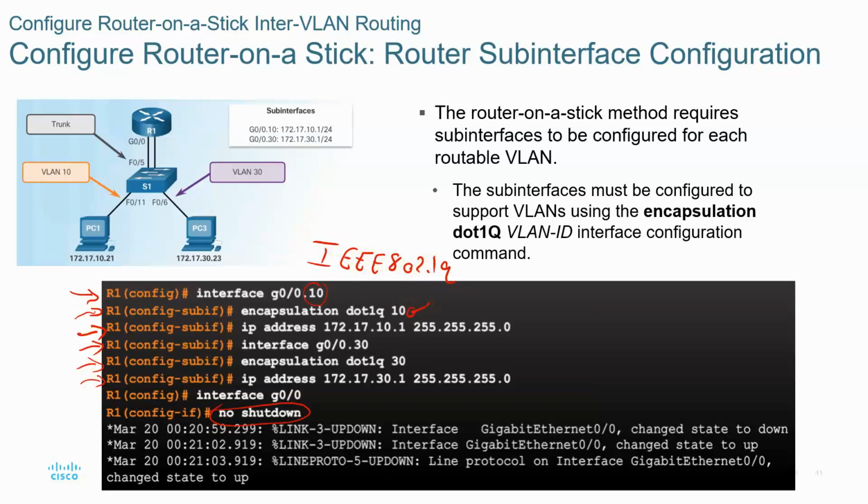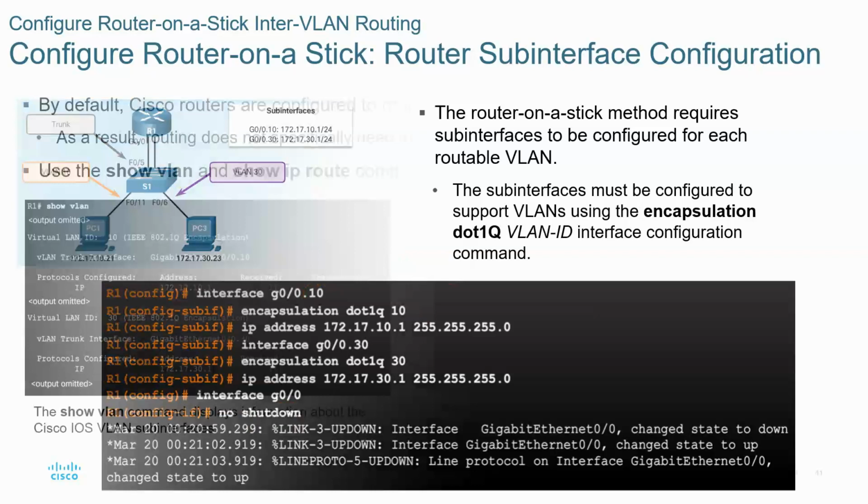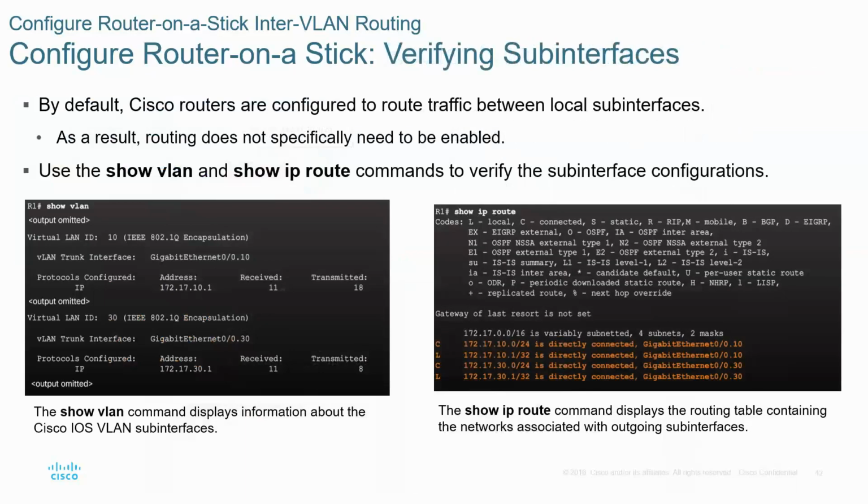Okay, what you have done here is that you have created sub-interfaces and you have created them in trunk mode so that they receive packets coming from S1 tagged. Okay, S1 will send now packets to R1 tagged, and R1 will be able to understand the tag because it will have the .1Q protocol enabled on the router. So now you can actually again send packets between PC1 and PC3.